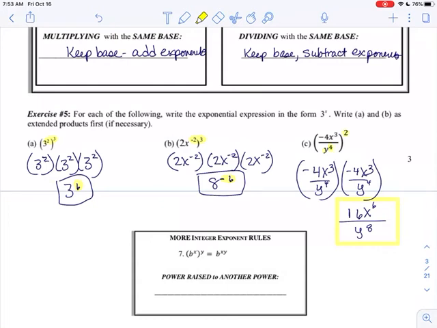But if you can see what happened here, this 4 was multiplied by the 2, or power to a power. I multiplied it and I got y to the eighth. This 3 is multiplied by 2 and I got x to the sixth. All right, so when I have a power to a power, you are multiplying the exponents. A power raised to another power, multiply the exponents.